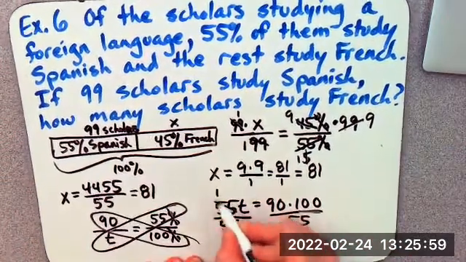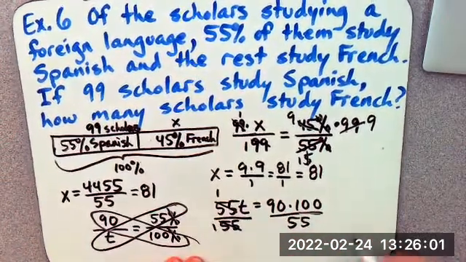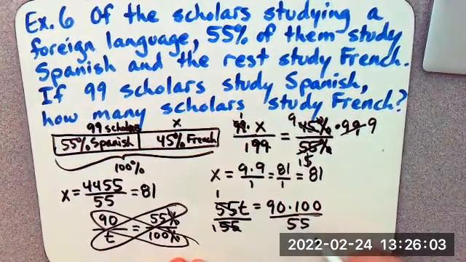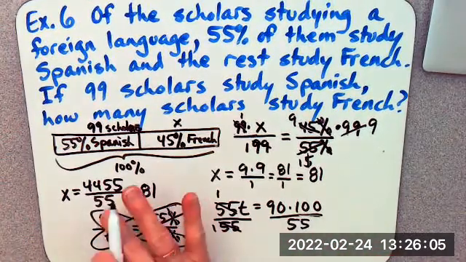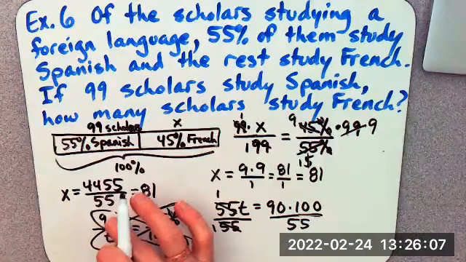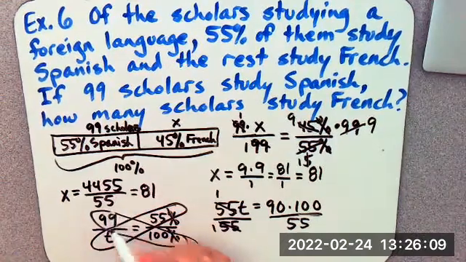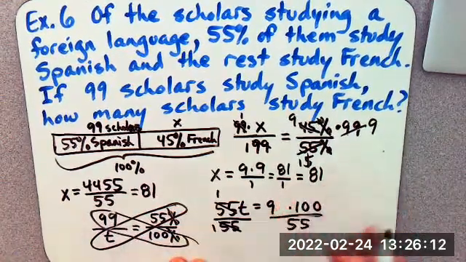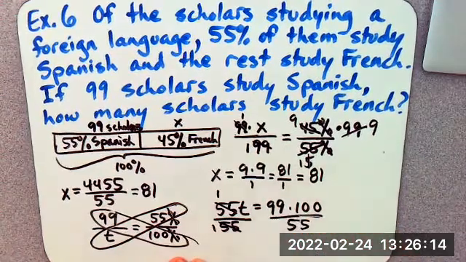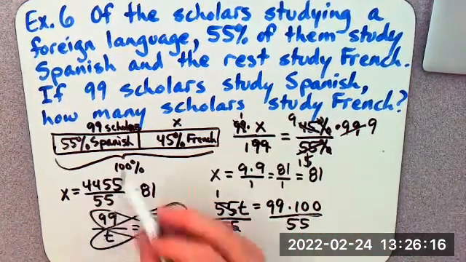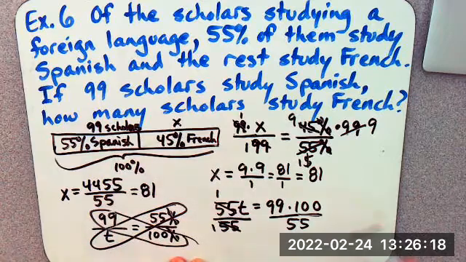So we cancel this, that's 1. We cancel that, that's 1. Now let's just start reducing. Oops, this is 99. Where is my 11? So that's 99 scholars. There you go, 99 scholars studying Spanish.